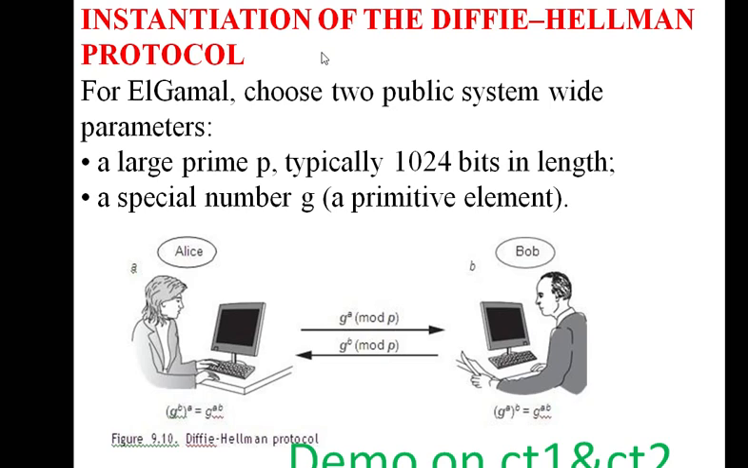Instantiation of the Diffie-Hellman protocol. Here we choose two public system-wide parameters: a large prime P, typically 1024 bits in length, and a special number G, which is a primitive element. Let's see a demo of this Diffie-Hellman key.